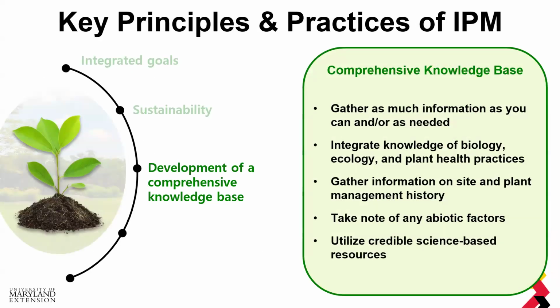So our next key principle and practice is comprehensive knowledge bases. So making sure we get enough information before we make some decisions when it comes to pest management. So gathering as much information as we can or is needed, integrating knowledge of biology, ecology, and plant health practices. Gathering information on site and plant management history, so not only what we are seeing right now within the landscape and with our plants, but what has been seen in the past or what has been applied and done in the past. Taking note of any abiotic, so non-living factors such as climate and weather.